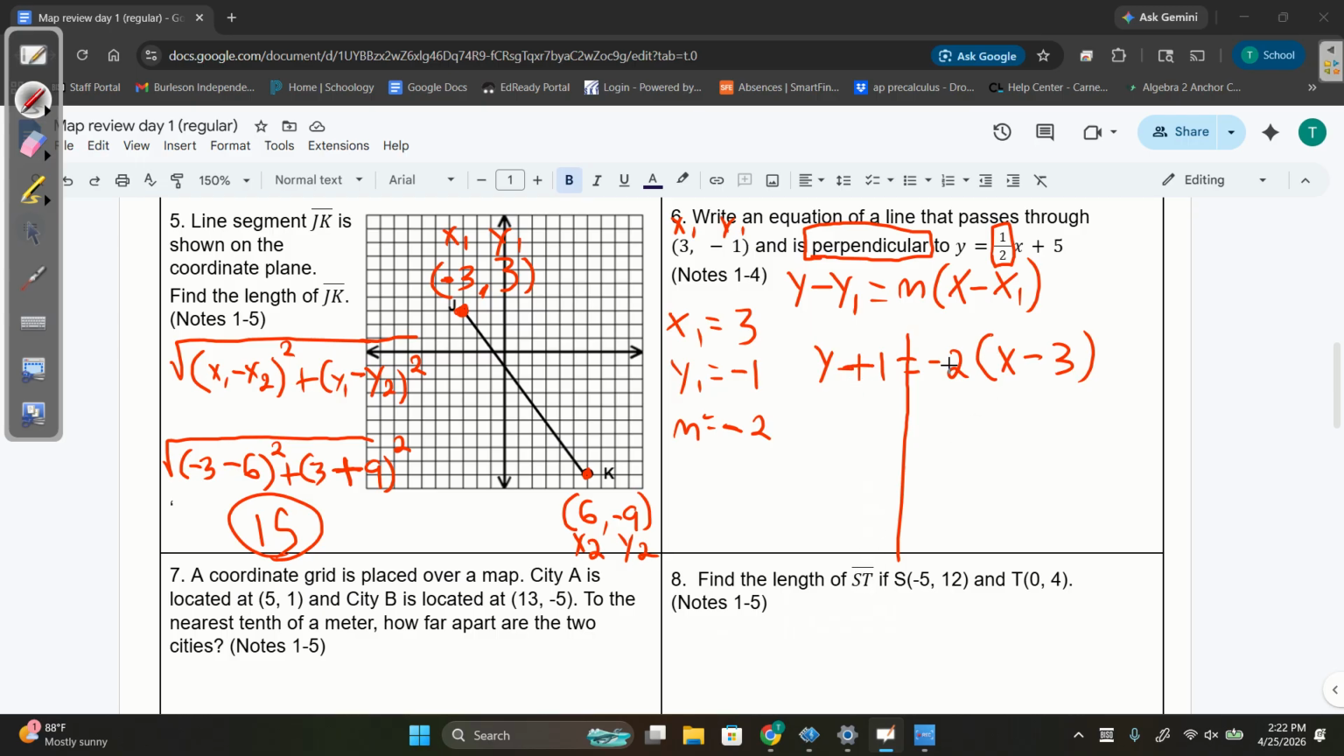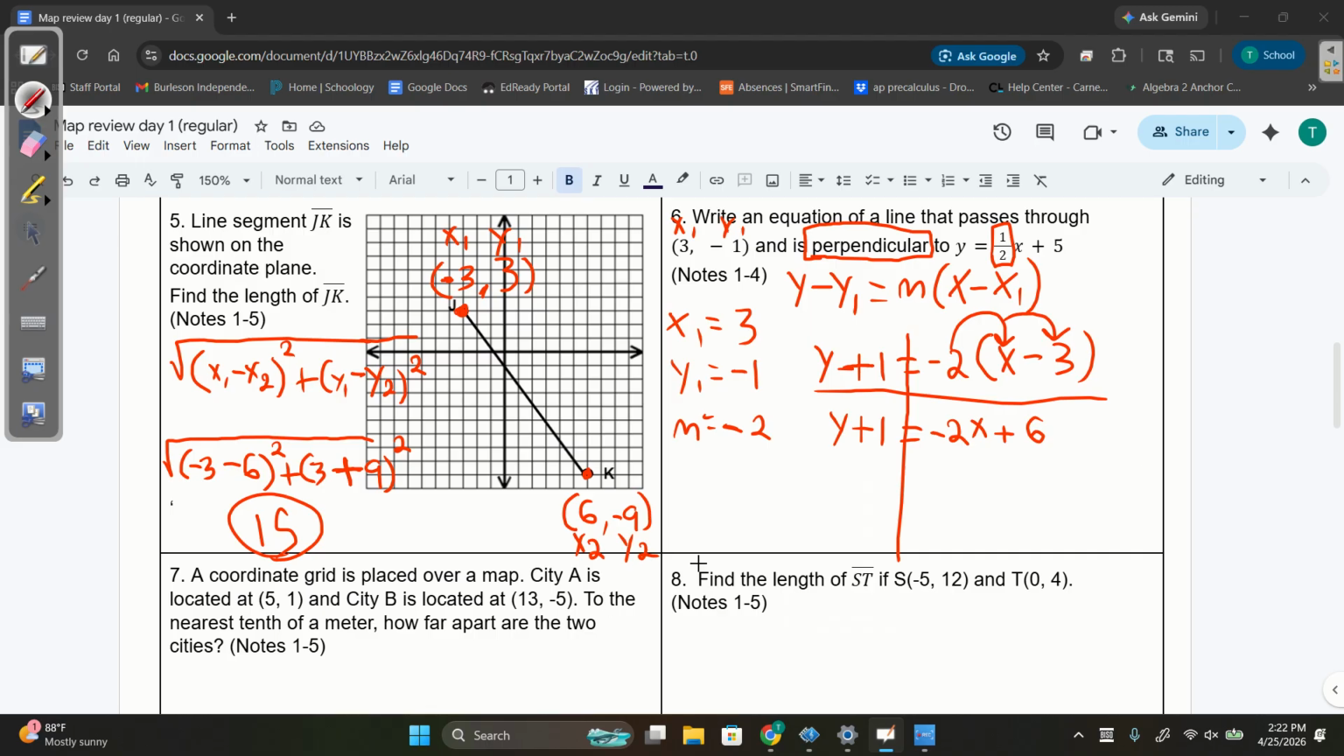And then anytime we see a number in front of parentheses, our first instinct should be to distribute, which is multiplying. So y plus 1 drops down. Negative 2 times x is negative 2x. Negative 2 times negative 3 is positive 6.